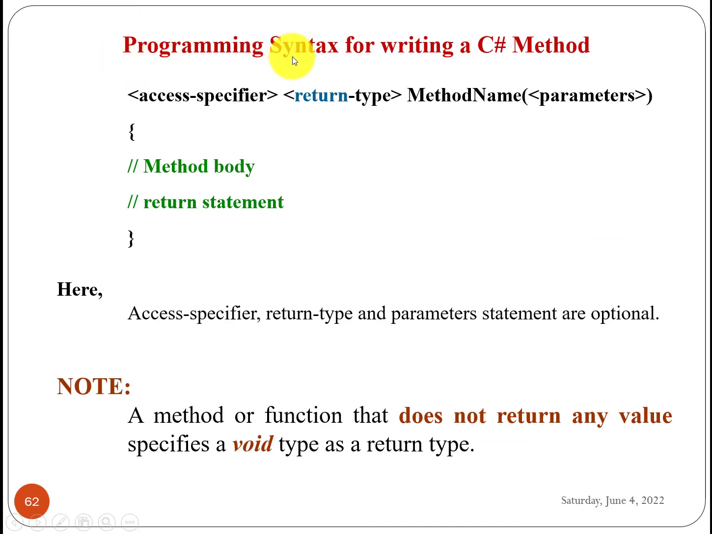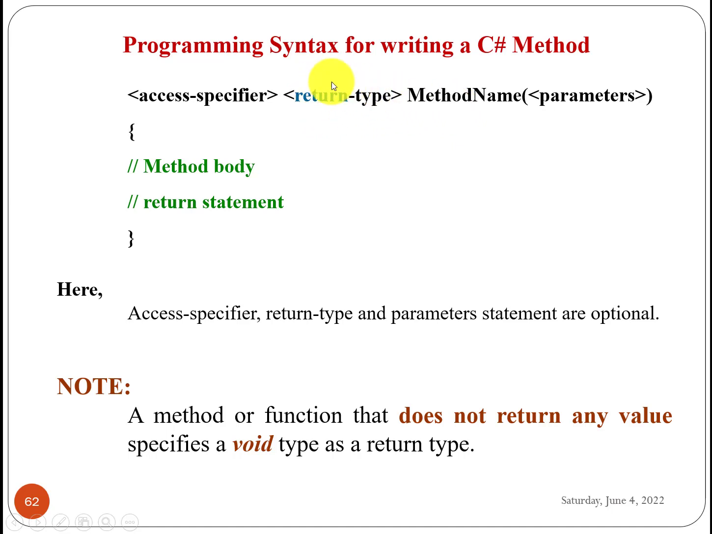Now we should see the syntax for writing a C# method. Access specifier, return type, method name, parameters and the body. This is the method body, and we should write a method body and a return statement. Access specifier shows the visibility of the method. Return type defines which type of value should be returned by the method.